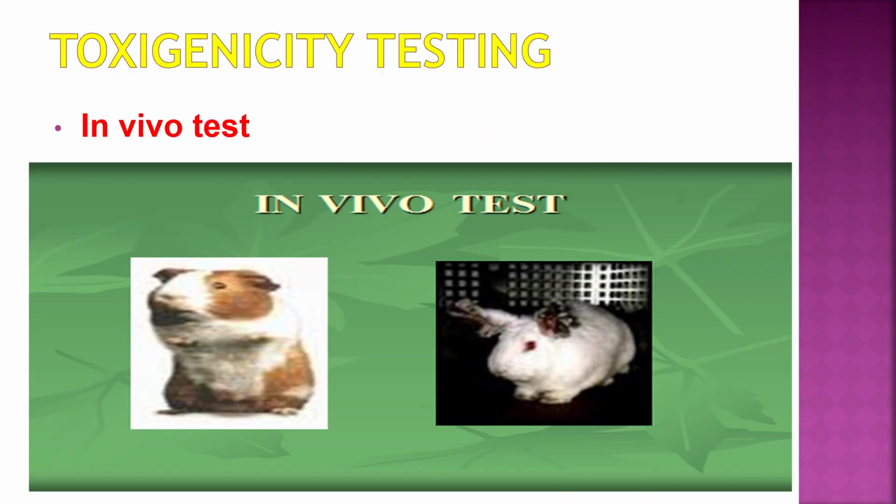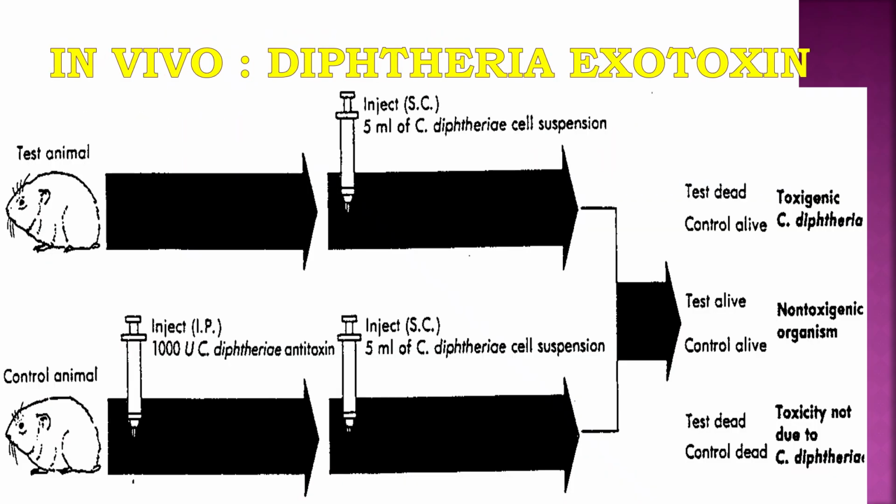Now the in vivo test using an animal. In that, the test animal is given an injection of 5 ml of C. diphtheriae cell suspension. The control animal is given an injection of 1000 units of Corynebacterium diphtheriae antitoxin and 5 ml of C. diphtheriae cell suspension. If the test animal is dead and the control is alive, that is a toxigenic strain of C. diphtheriae. Test alive and control alive means a non-toxigenic strain of the organism. Test dead and control dead means it may be because of toxicity not due to C. diphtheriae; some other reason is there.